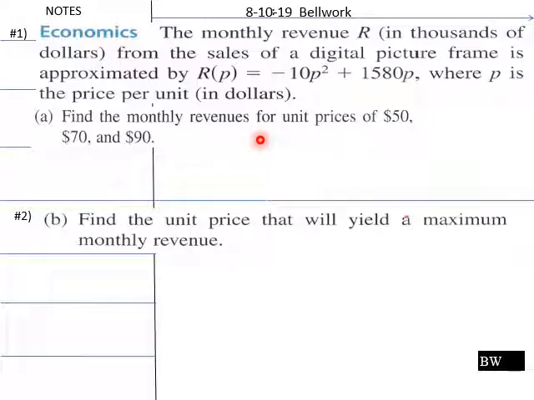We'll start out with our bell work, teachers. This is the bell work for today. Monthly revenue in thousands of dollars from sales of a digital picture frame is approximated by this function, where P is the price per unit in dollars. A, find the monthly revenues for unit prices of $50, $70, and $90. And then B, find a unit price that will yield a maximum monthly revenue.